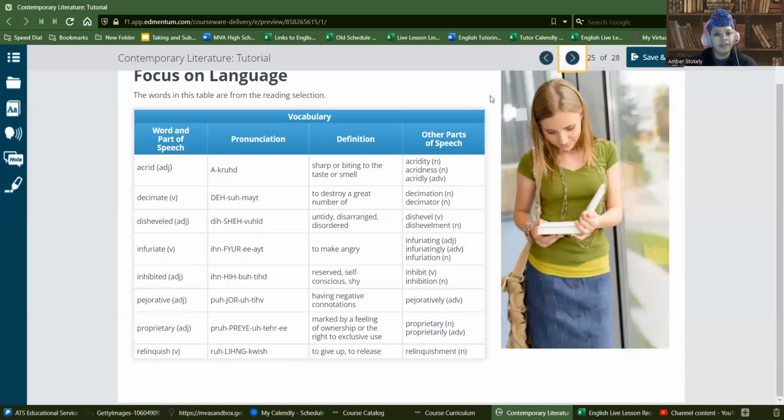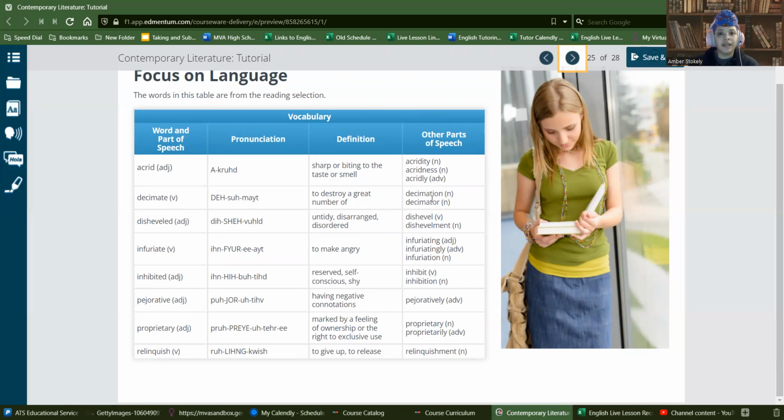All right, that's almost it for this lesson. So this last section is just the focus on language section. So you get a bunch of vocabulary here. Like I say, for every live lesson review, you should definitely write down these words and write down the definition. If you don't need the pronunciation, then you don't have to write that down. If you don't need the other parts of speech, then don't. But if you do need them, basically, make sure that you write down as much as you need.